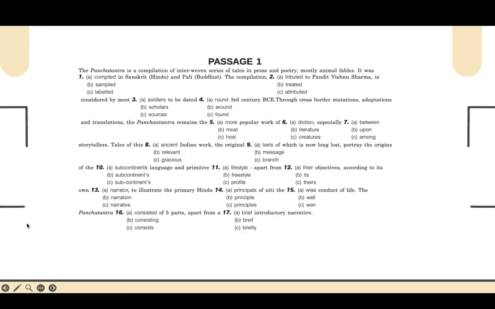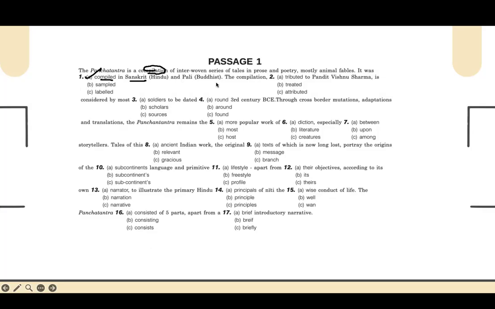So this passage is from one of the previous year question papers that I have taken here. Now the first thing that you will do is read the passage silently in your brain. Okay, so let me start here. The Panchatantra is a compilation of interwoven series of tales in prose and poetry, mostly animal fables. So this passage is related to Panchatantra. It compiled in Sanskrit, sampled in Sanskrit, labeled in Sanskrit. Okay, as you can see here, the word compilation is already used. So it compiled in Sanskrit. The correct answer will be compiled.